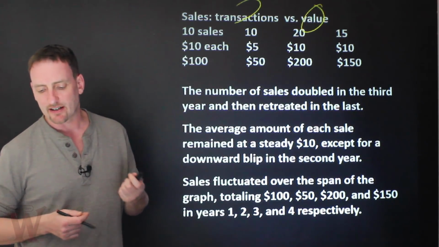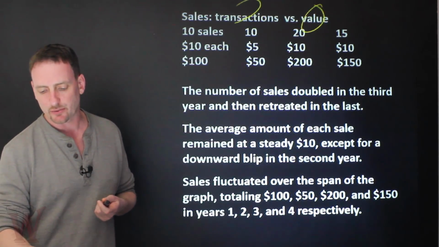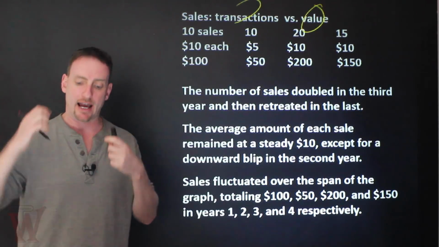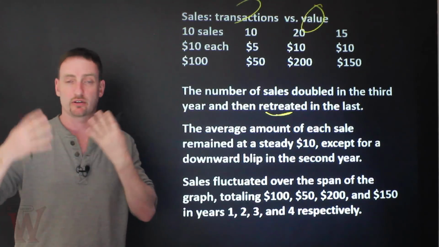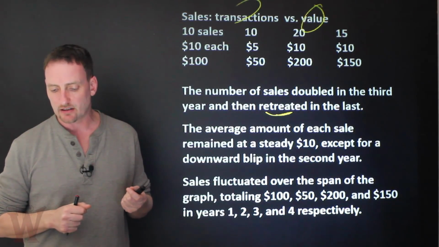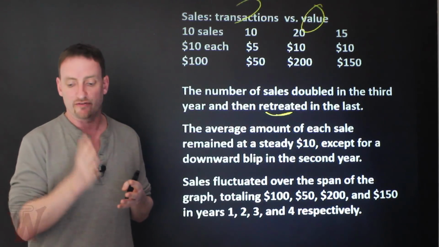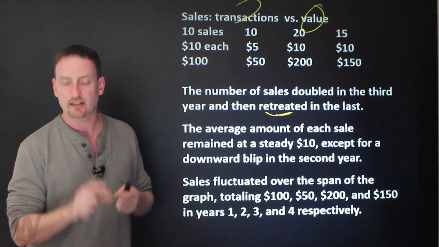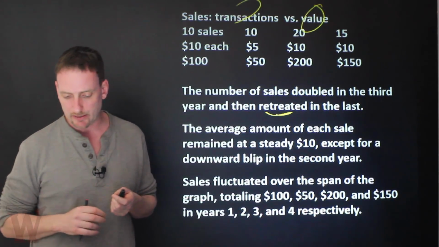So the number of sales doubled in the third year and then retreated in the last. So the number of sales went from 10 to 20, and then retreated, went backwards. So this is a very good word as well, retreated, when you're talking about going backwards in your scale of whatever thing is going on. The average amount of each sale remained at a steady $10. So now I'm using amount because I'm talking about the value, the money value of each sale, of each transaction. Okay? So here, sale is a transaction, amount is the dollar value. Make sure you separate the two things. Except for the downward blip.